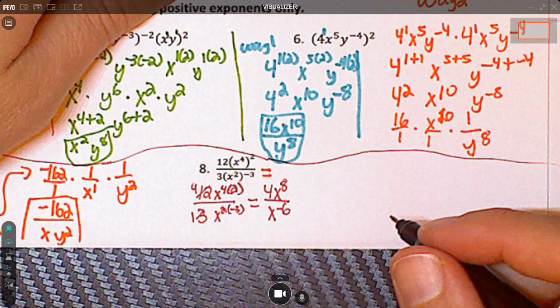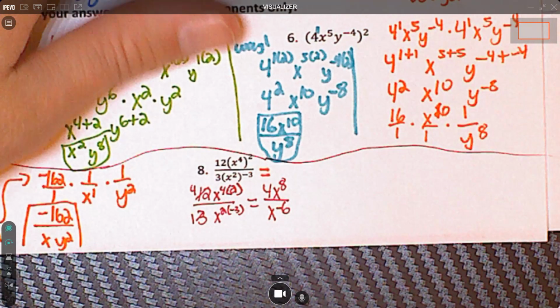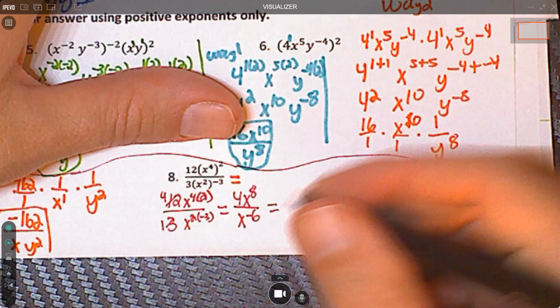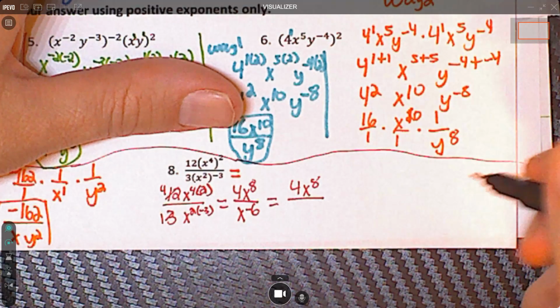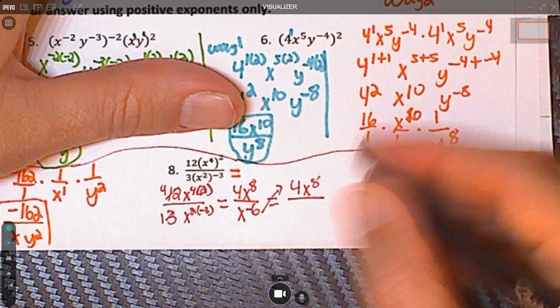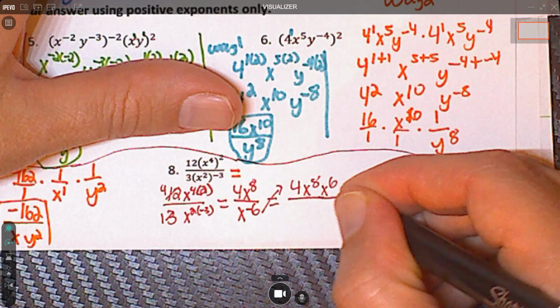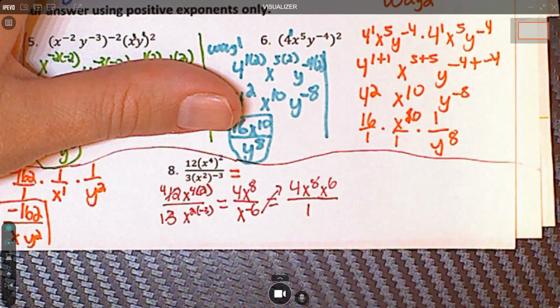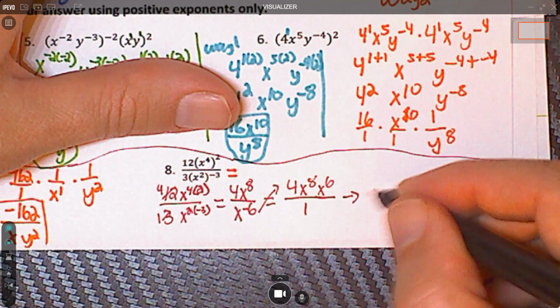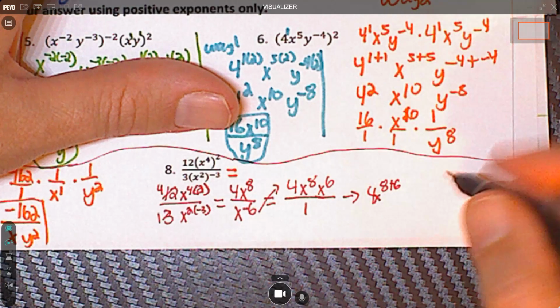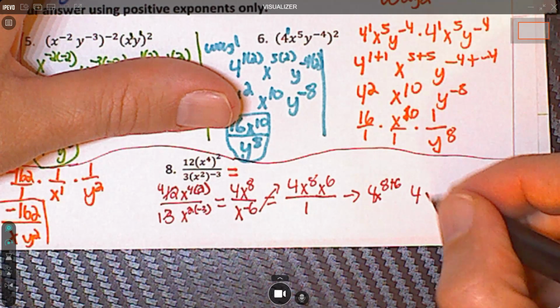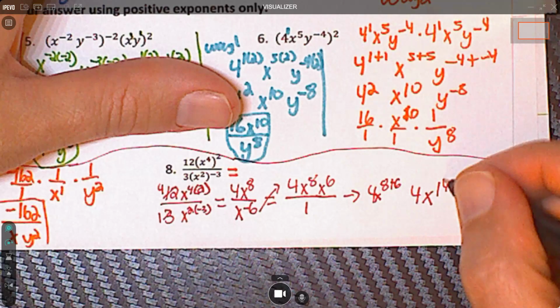Okay, if you want an easier way to do this, the easiest way is x to the negative 1. That moves up to make it positive. 1's down there. So now I just get 4 to the 8 plus x to the 8 plus 6. So I get 4x to the 14th, final answer.